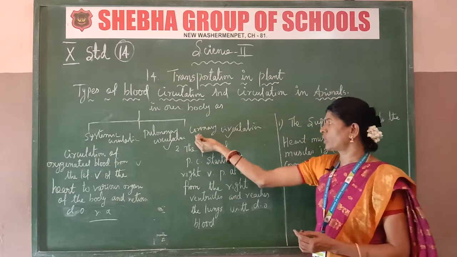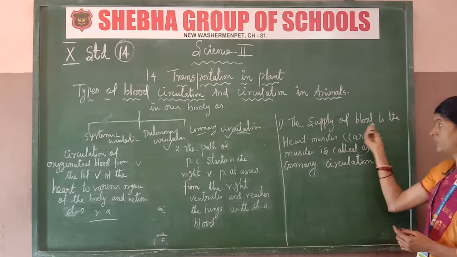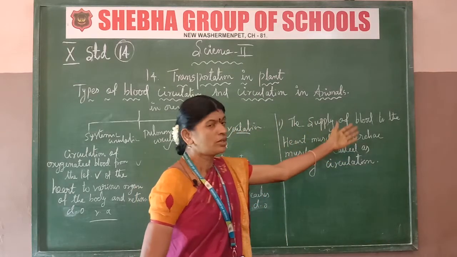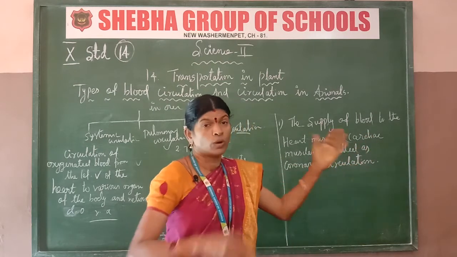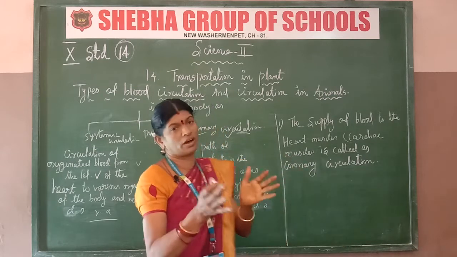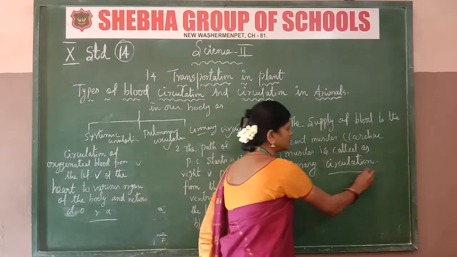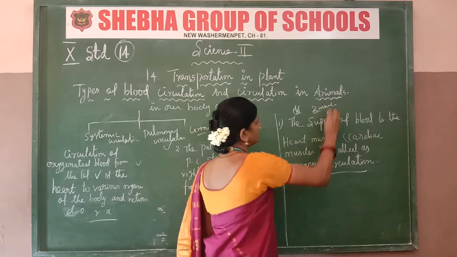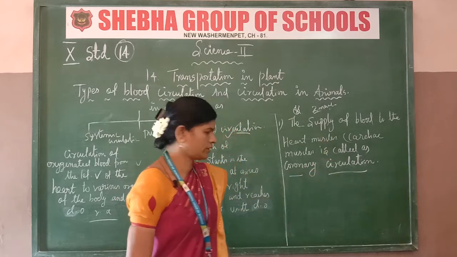Next one is coronary circulation. What is this? This is the supply of blood to the heart muscle. It's clear. This is the supply of blood to the heart muscles, called cardiac muscles. Only the coronary arteries supply the heart. The blood supply to the cardiac muscles is called coronary circulation. Very, very important: 2-mark questions will be asked. Define coronary circulation. It's clear.